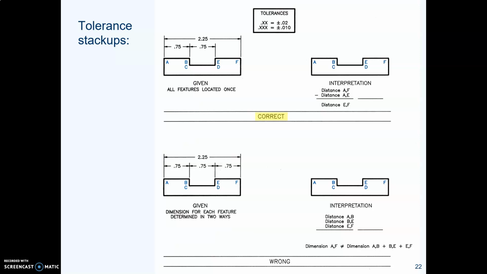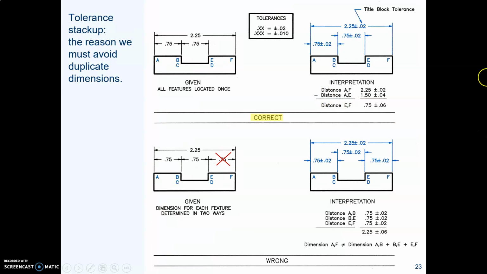Now, another thing to think about is the idea of tolerance stack-ups, which we will look at next time when we talk about chain dimensioning and baseline dimensioning. We introduce it here. So here is a part where the tolerances are plus or minus 20 thousandths, 0.02. And so if you made the part, let's say you made each dimension the very biggest it could be, that would be no problem. But what if you used chain dimensioning?